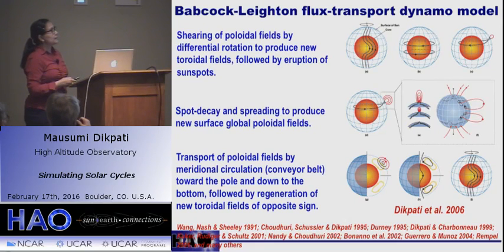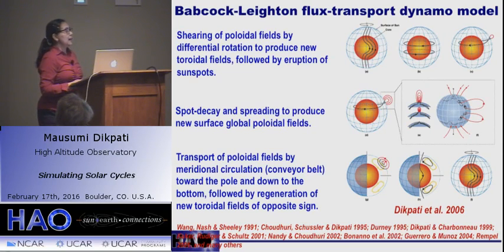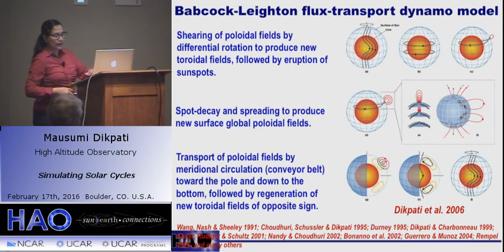These poloidal fields then get transported towards the pole by the sun's meridional circulation in combination with supergranular diffusion, and a portion of that comes down to the bottom, comes in contact with the shear layer and gets sheared by the sun's differential rotation to produce the new cycle's toroidal fields of opposite sign. So you can see the sign change from this frame with respect to this frame in this frame.